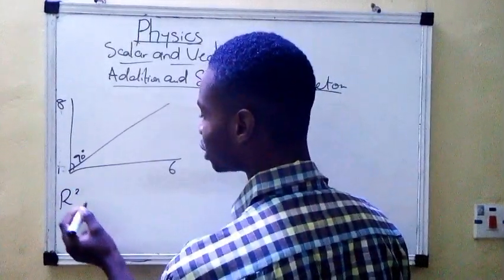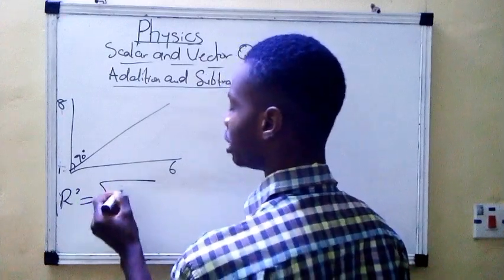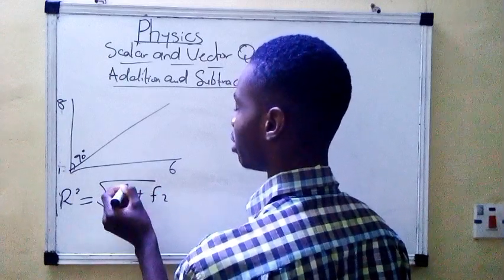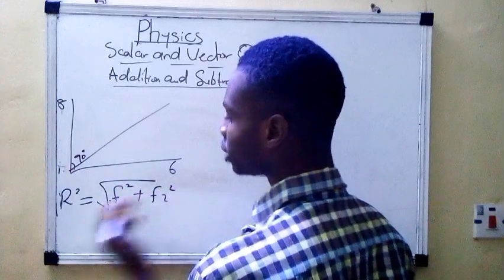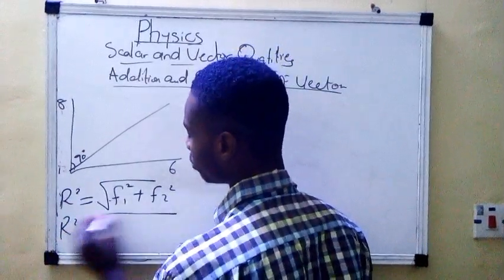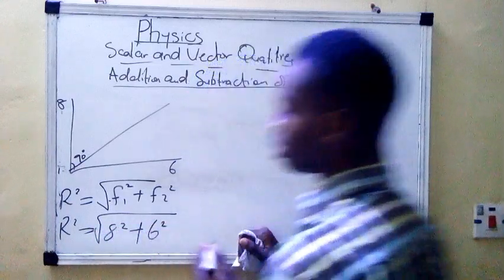Arrow, that's our resultant, is equals to what? Square, then we have our F1 plus F2. Remember, 2. Now let's solve this. R square is equals to what? Bracket 8 square plus 6 square. Are you getting me now?